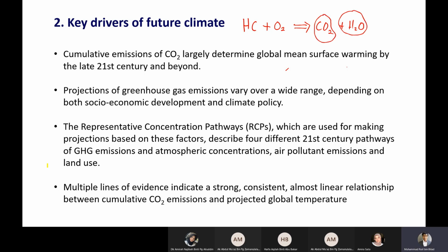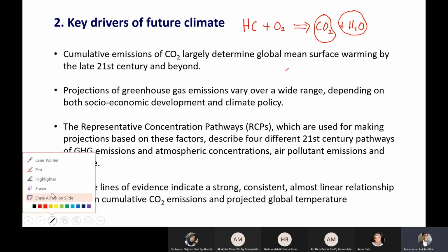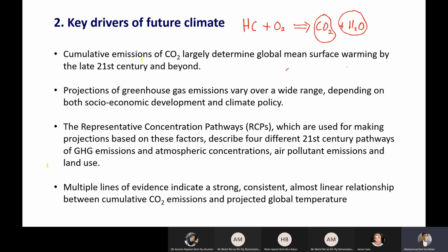So you can imagine that every year we burn a lot of hydrocarbon. So what happens is that the CO2 is being accumulated. This is the emission of CO2, and then you have the increased concentration of CO2 in the atmosphere, and it leads to many changes. So that is what we have learned before.